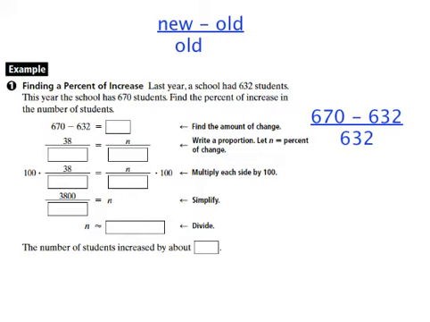670 minus 632 is 38. So we have 38 over 632. Now we're ready to do the division, which will give us a decimal answer. 38 divided by 632 is 0.06012658227848. Now we change the decimal into a whole percent. So 0.060 would be 6% because we move our decimal point 2 places to the right. So the number of students increased by about 6%.